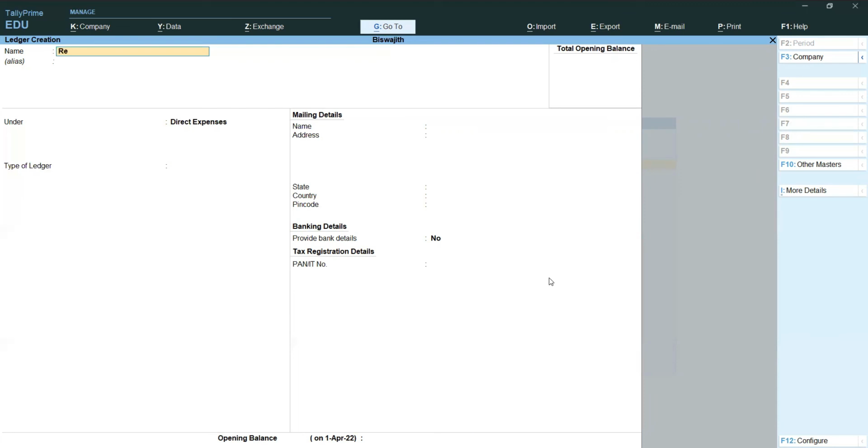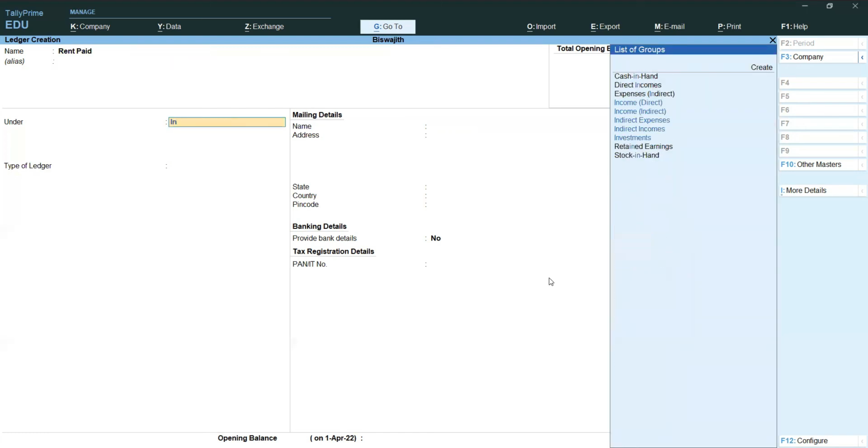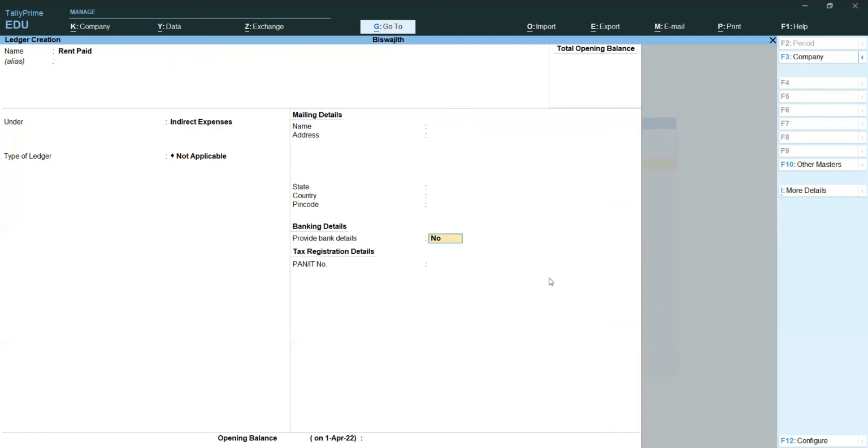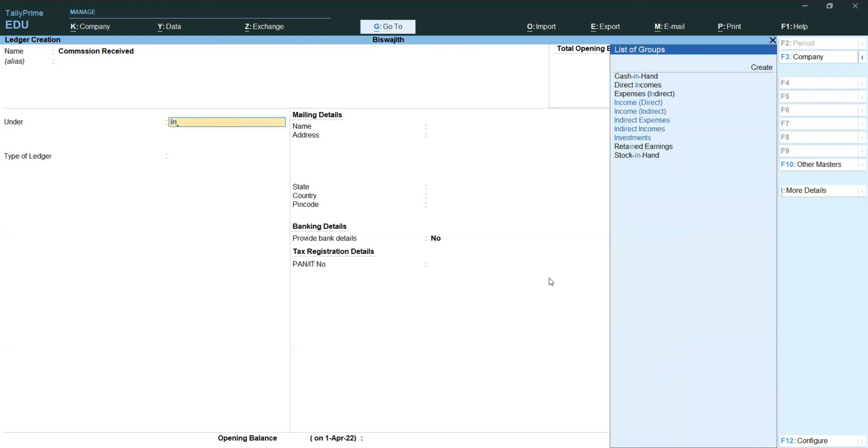Next, for example, rent paid. Rent paid comes under indirect expenses. At the same time, commission paid comes under indirect expenses. For example, I have a commission received. Commission received comes under indirect incomes.